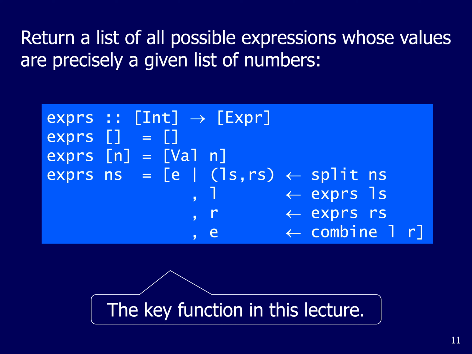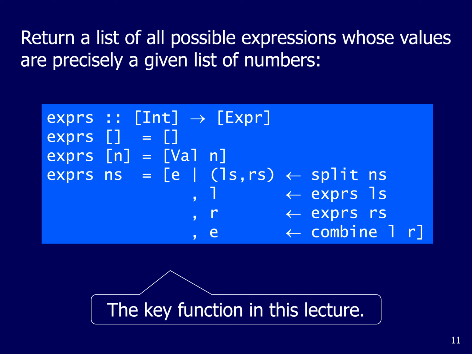Then we come to the interesting case, which is the recursive case. So we know at this point that the input list ns is going to have at least two numbers in it, because the empty list case and the singleton list case are covered by the first two equations. So ns is going to be a list with at least two numbers in it, and then we're building a list of expressions using a list comprehension on the right-hand side. So there's four components to the list comprehension, so we'll look at these one by one.